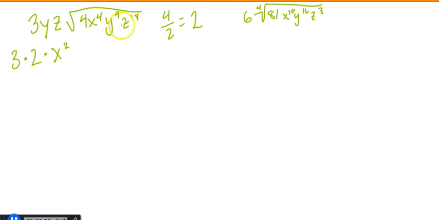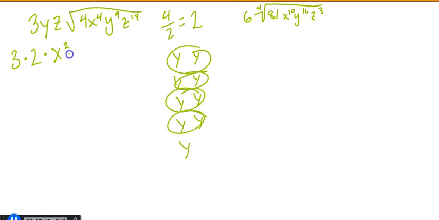Then y to the 9th. How many pairs of y's are there within those 9 y's? That's 1, 2, 3, 4, 5, 6, 7, 8, 9. 1, 2, 3, 4. 4 pairs of y, times the y we already have out here, so times another y. Not plus, you add the exponents. So this is the same thing as doing 9 divided by 2. That gives me 4 with a remainder of 1, so this y is going to be left inside the radical.